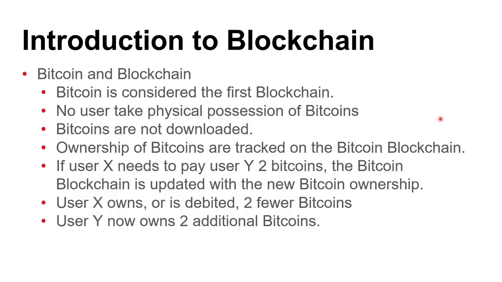And the ownership of the Bitcoins, just like we saw in the white paper, is tracked by the Bitcoin blockchain application. So again, if user X needs to pay user Y 2 Bitcoins, the Bitcoin blockchain is updated with the new ownership. If we go back to that white paper, you can see here, it's really the change in ownership that is tracked on the blockchain. So we could see here the ledger entry would be something like user X now has 2 fewer Bitcoins and user Y has 2 more Bitcoins.